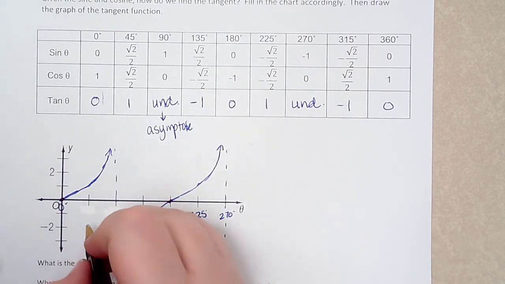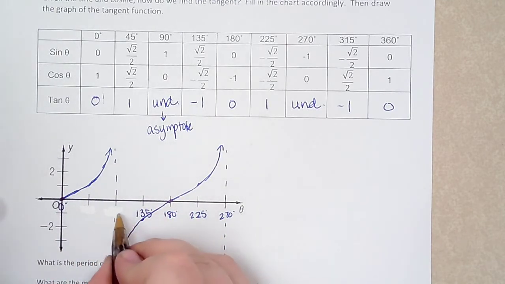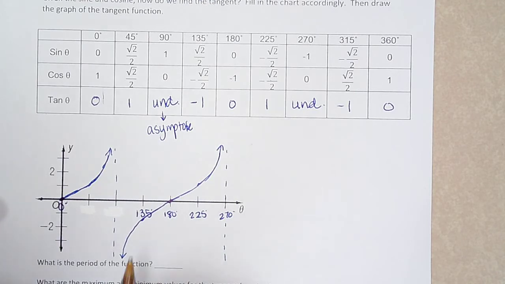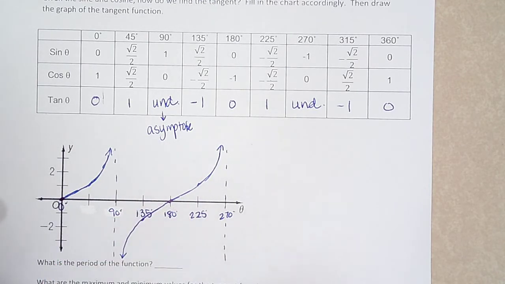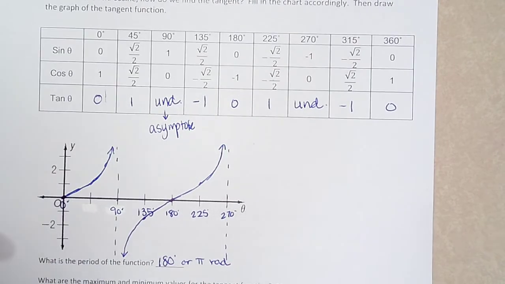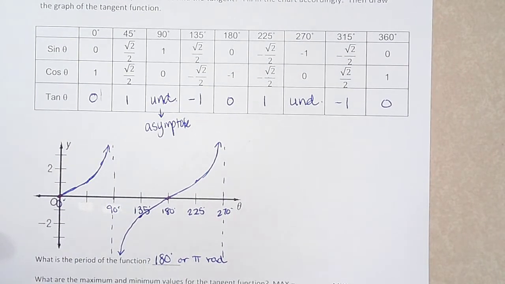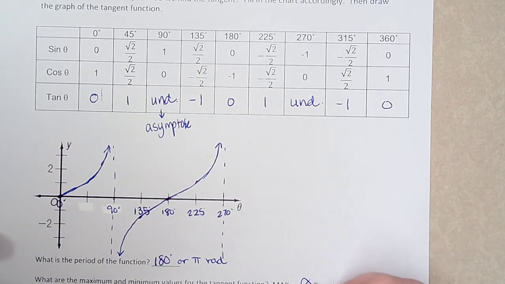So what is the period for this function? Well, it doesn't actually take us a full 360 to repeat this one. It only takes us from 90 degrees up to 270, which is 180 degrees or pi radians. What are the max and min values for the tangent function? Well, because they go up forever based on these asymptotes, our max is going to be infinity and our min is going to be negative infinity.